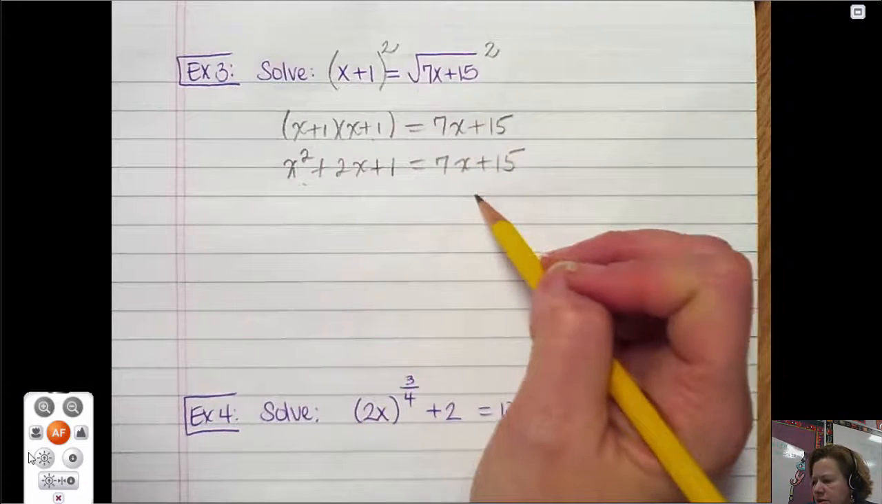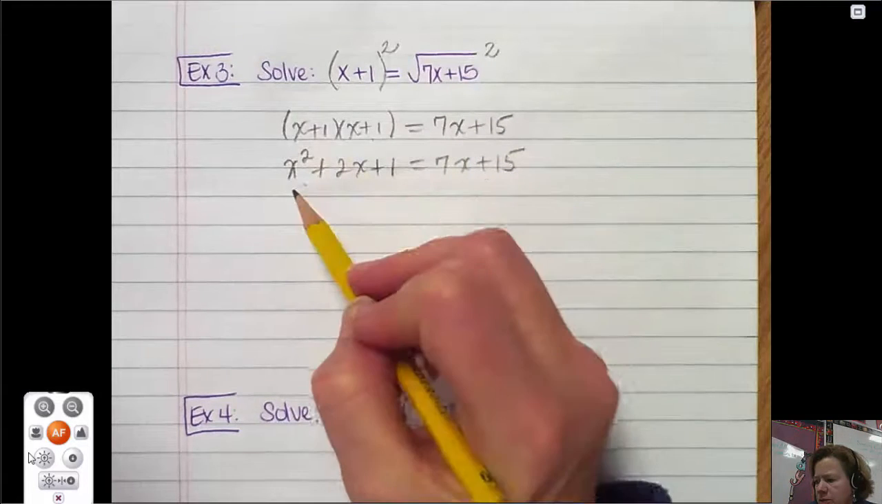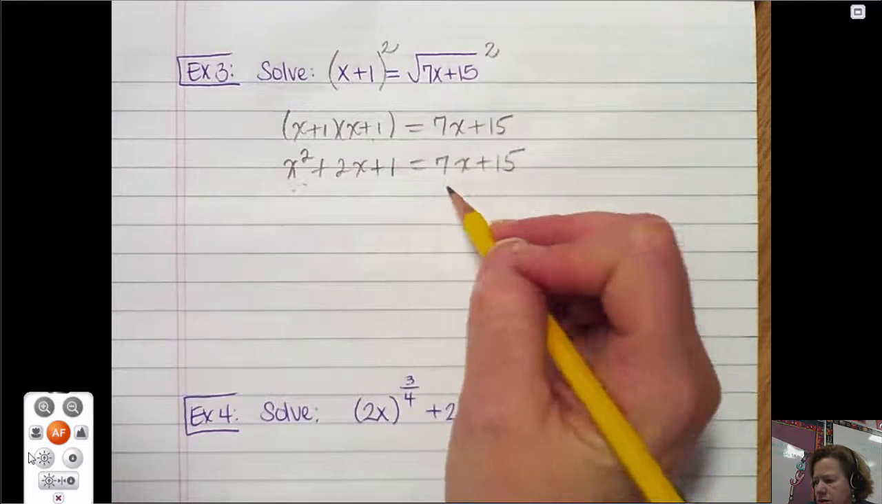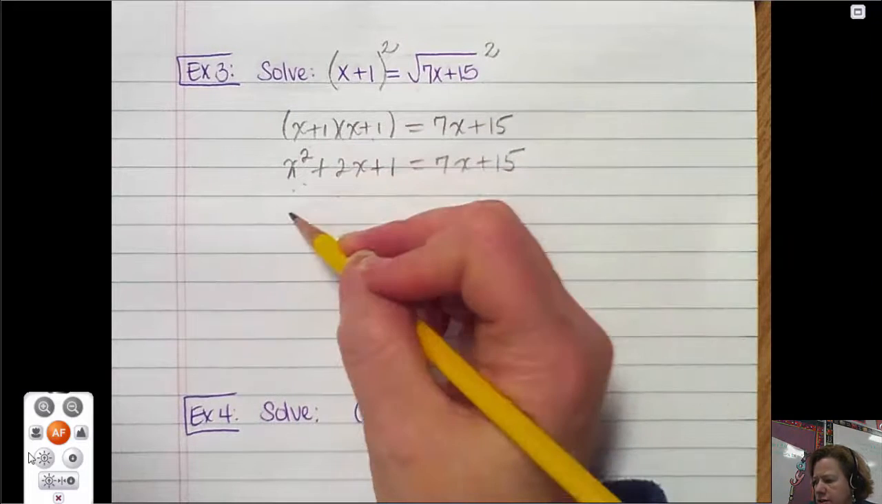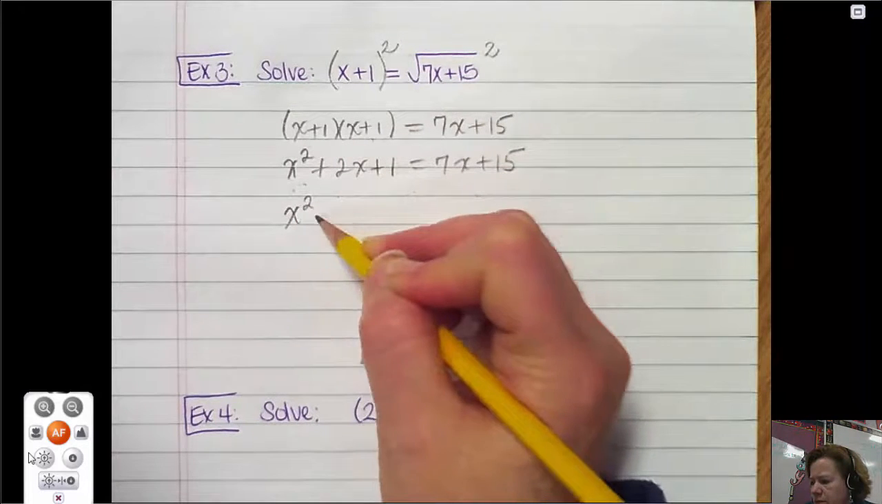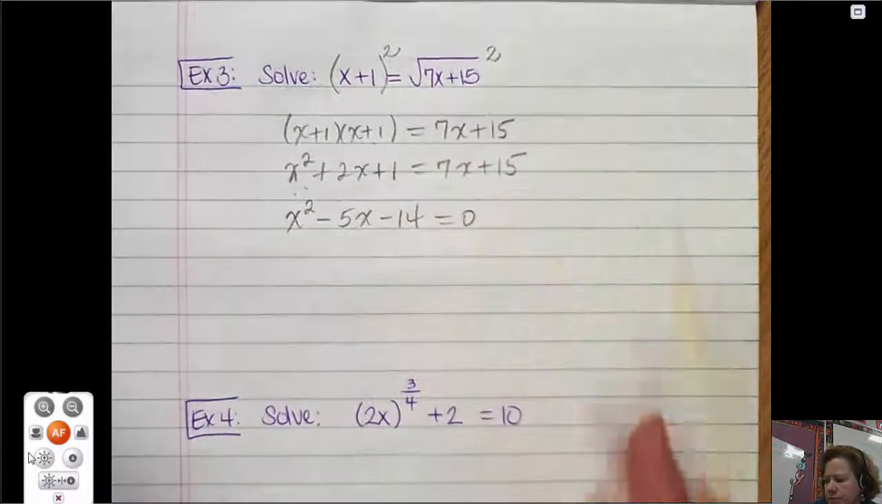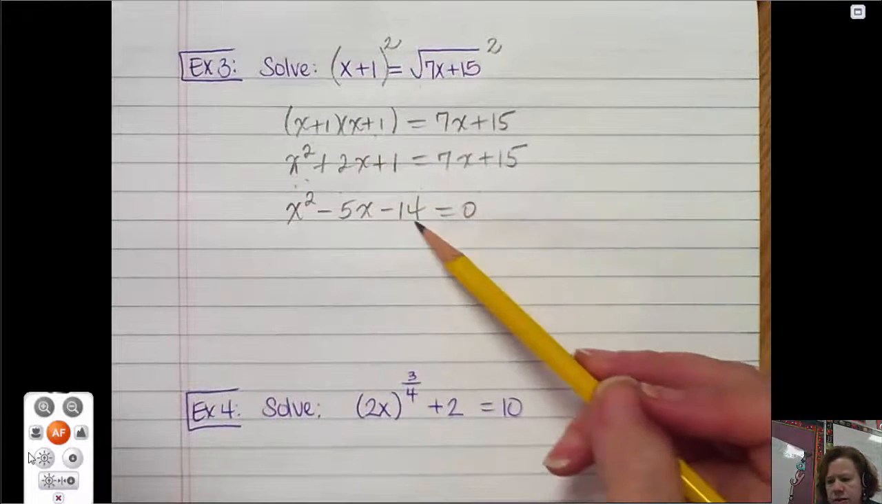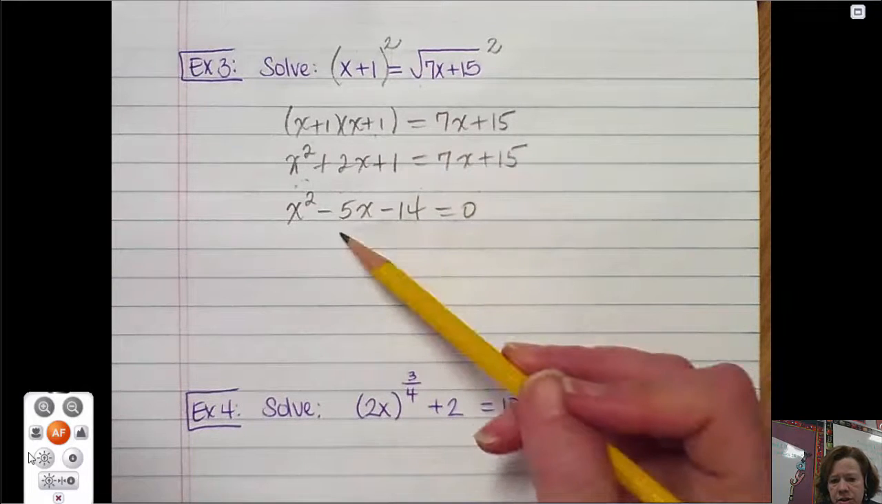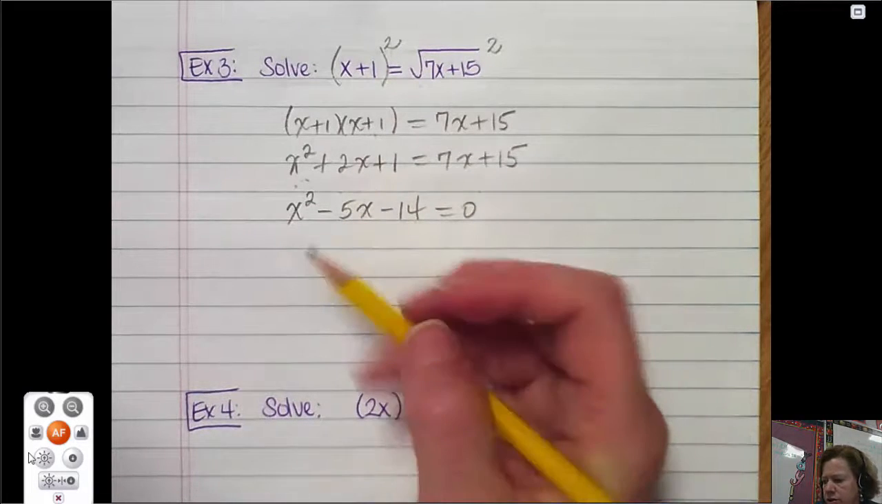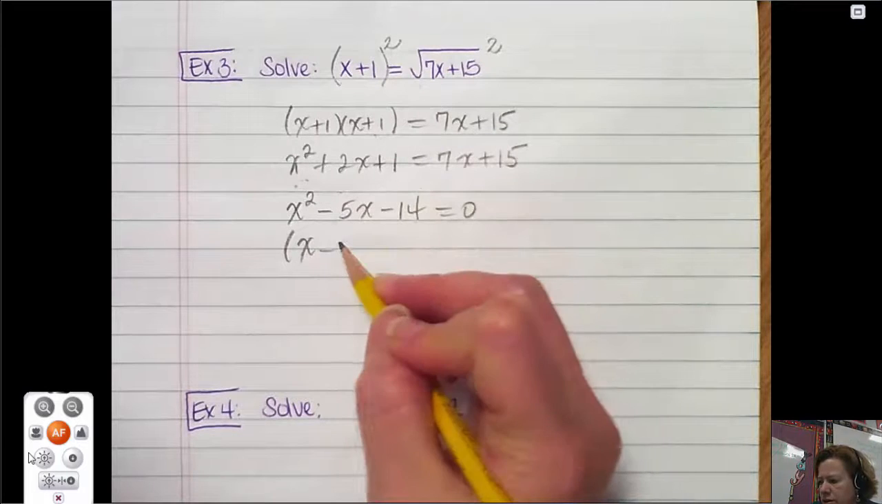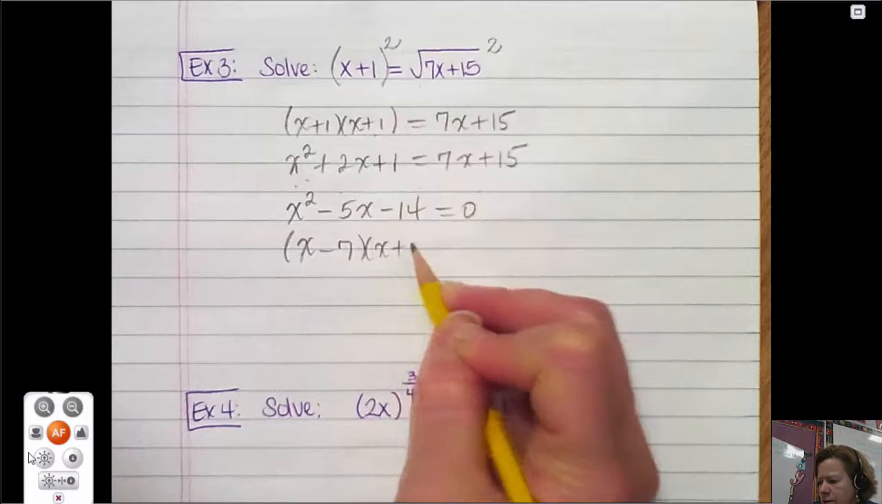So I want this to be my 0 side, since x squared is over here in positive. So I'll subtract 7x and subtract 15. So x squared minus 5x minus 14 equals 0. I need to find 2 numbers that multiply to negative 14 and add to negative 5. And they are negative 7 and positive 2.